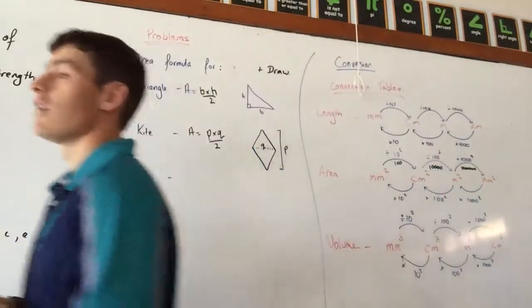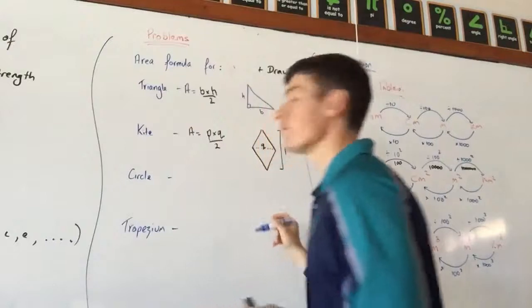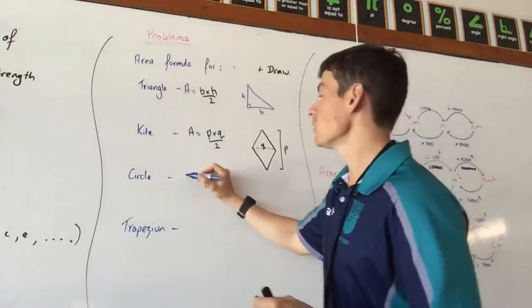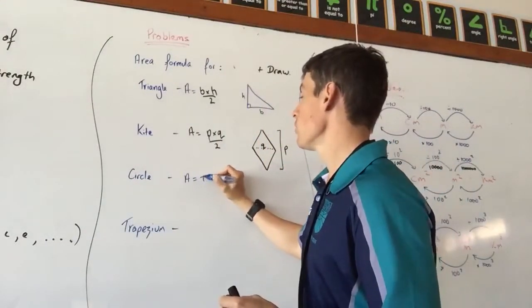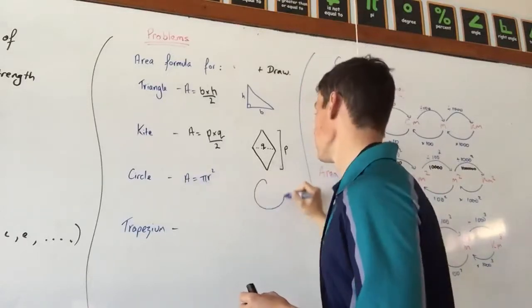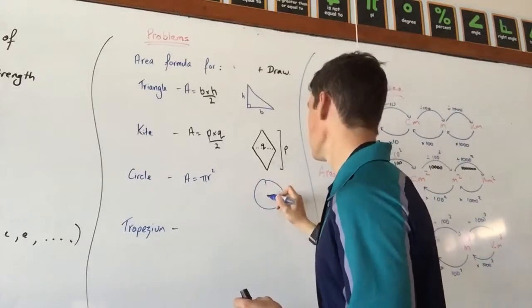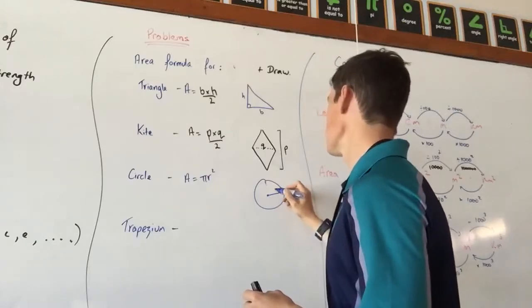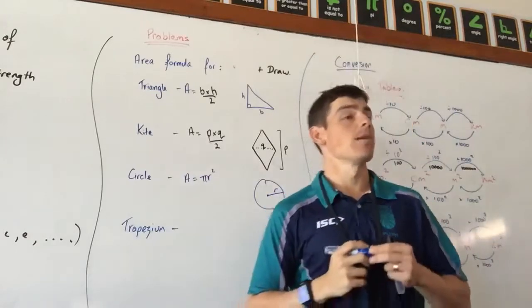Area of a circle. Pi times R squared. Pi times R, and what's that 2? Square. Very good. And our radius is that distance there. If someone gave us our diameter, what would we do?